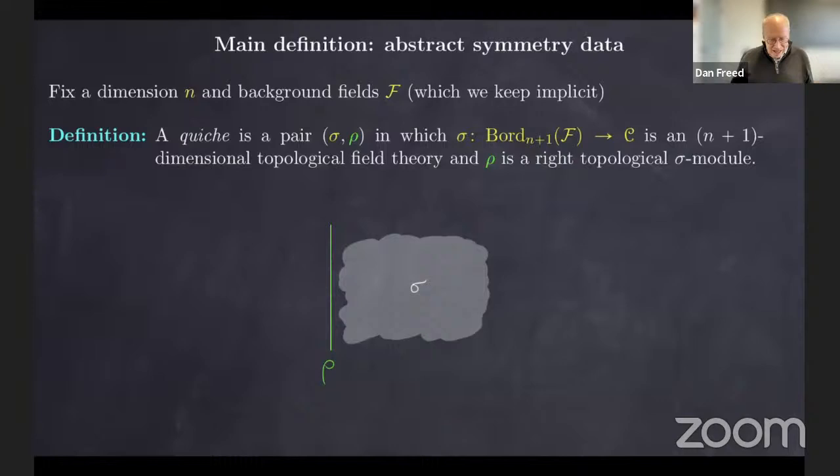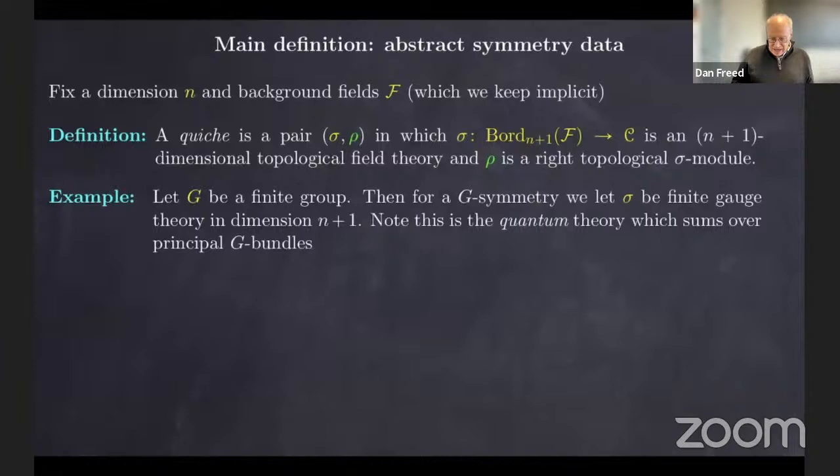Be that as it may, we're calling it a quiche. Okay, so that's the basic definition. So for example, for a finite group, how is that encoded?